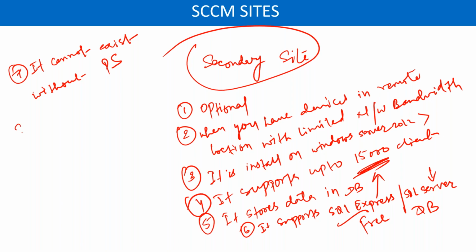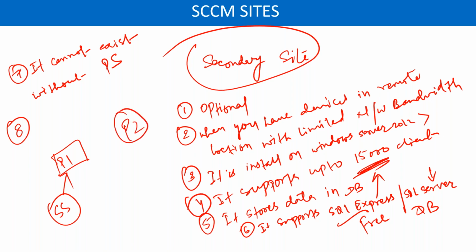Okay. Point number eight, you cannot move a secondary site to another primary site. For example, there is P1, primary site 1, and you have a secondary site, and currently it is reporting to P1. Suppose you install P2, primary site 2, and let's say you would like this secondary site to start reporting to this one. This is not possible. Okay. So secondary will always report to its parent primary site.